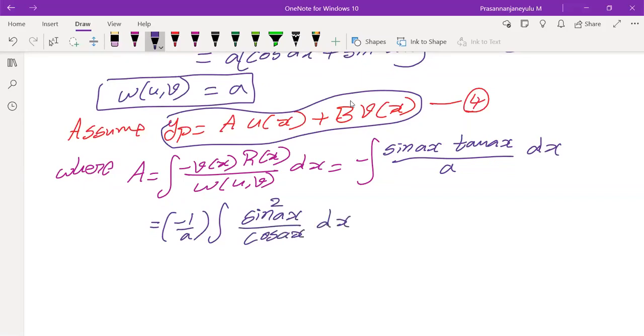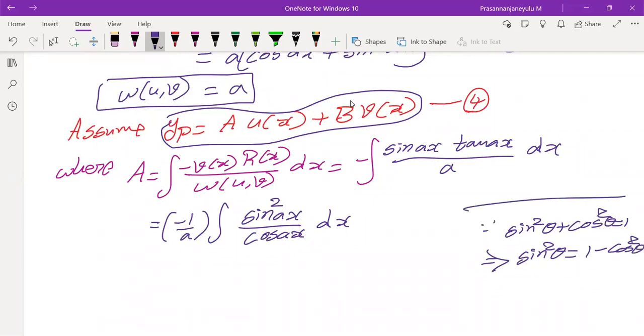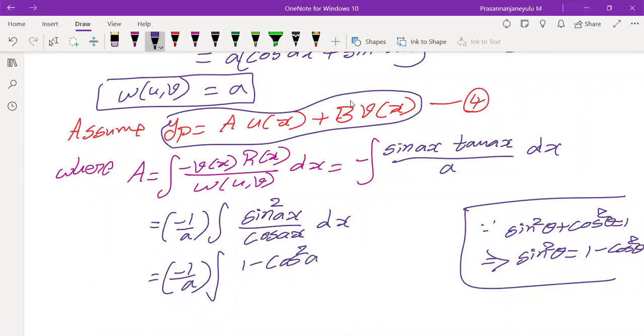No, we cannot find it. So I'm going to use the formula sin square theta plus cos square theta equals 1. Using this, I write sin square theta equals 1 minus cos square theta. I'm going to substitute this inside the integration. So it will become minus 1 by a into integration of 1 minus cos square ax, in place of theta we have ax, by cos ax.